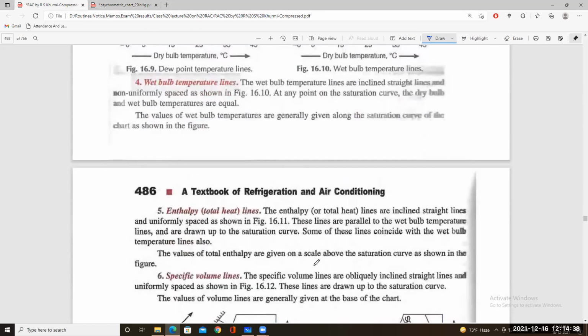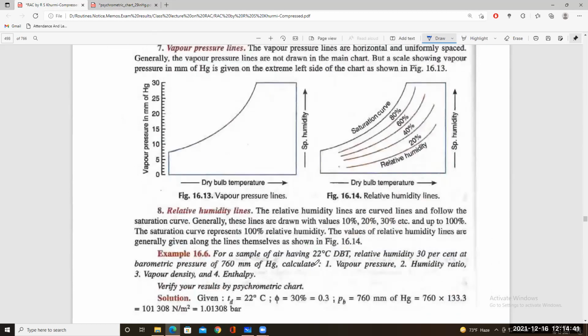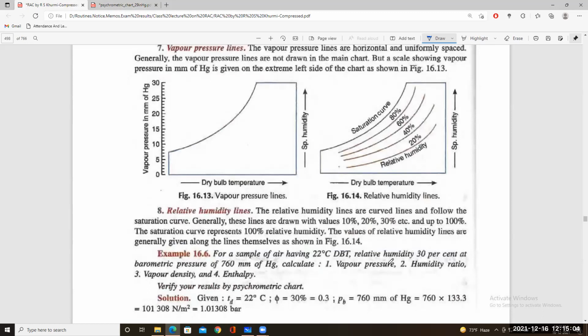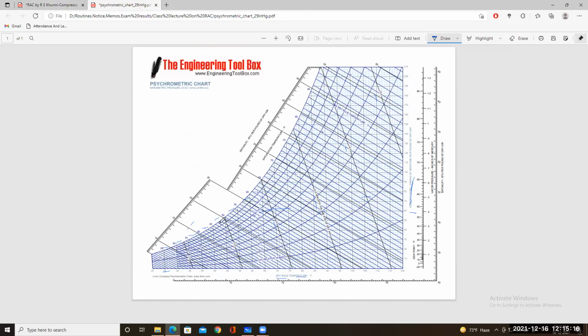Next, relative humidity lines. The relative humidity lines are curved lines that follow the saturation curve. These lines are drawn with values 10%, 20%, 30%, and so on, up to 100%. This is the line 30%, 40%. This is the relative humidity line given here. The saturation curve represents the 100% relative humidity line. This is the saturation curve, and this represents the 100% relative humidity line, where relative humidity is 100%.